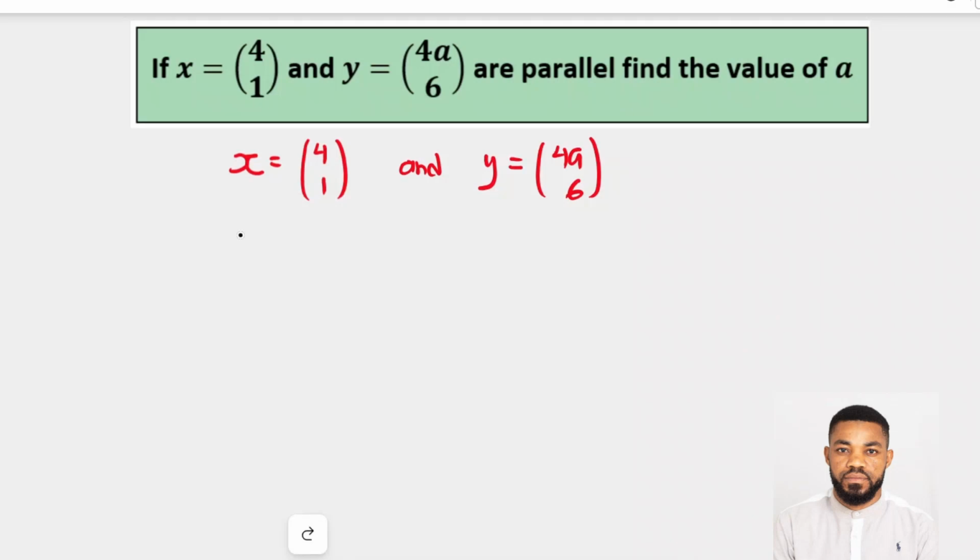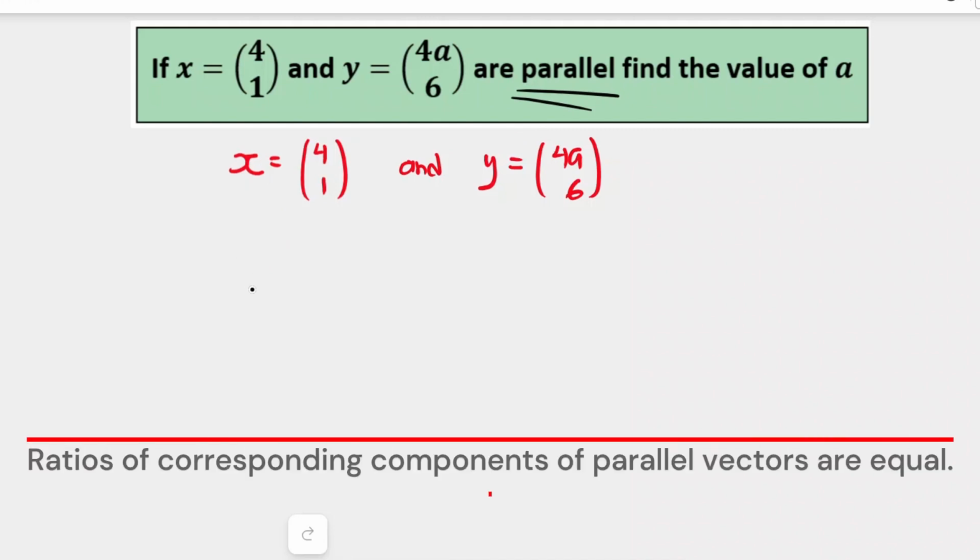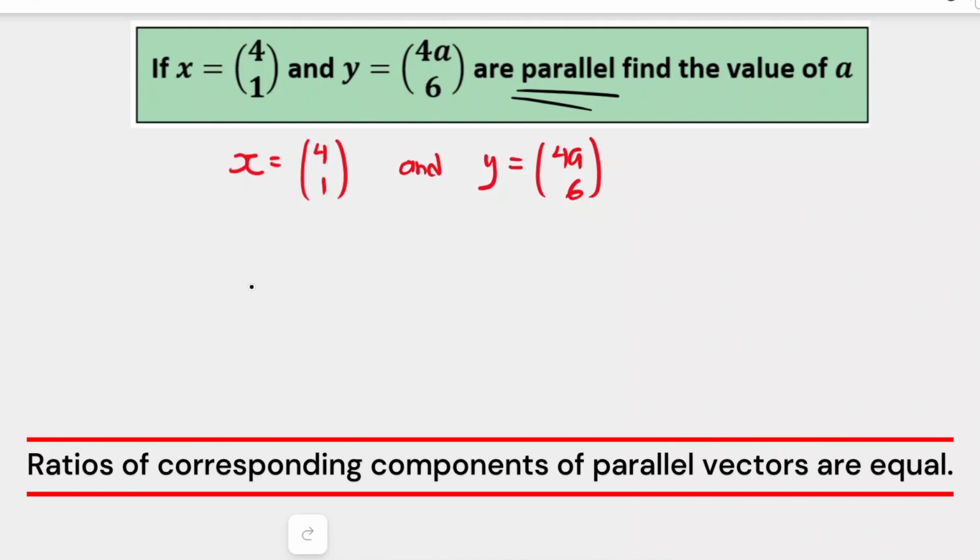Let's get our first question. If the vector x has components 4, 1, and the vector y has components 4a, 6, are parallel, we will find the value of a. So the condition is that they are parallel vectors. And parallel vectors, what are they? They have the ratio of their corresponding components to be the same. So let's get the ratio of their corresponding components.